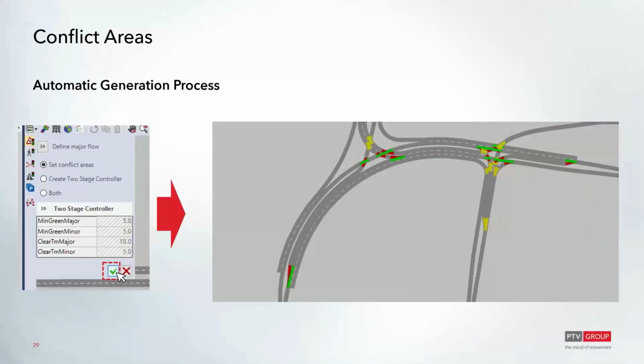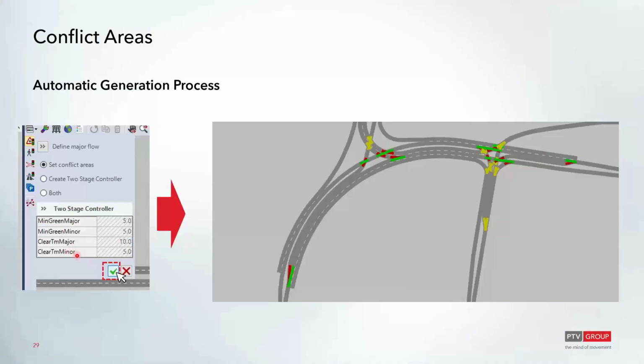And then once you have that major flow defined, you'll see here the two-stage controller in conflict area window. Once you have that set, there'll be a green check mark you can select down here at the bottom. And then once you check that, you'll see here that those conflict areas have been all set and are predefined here in all of these cases. And so you can then at least easily check these, and you can change anything if you do need to make any further fine-tuning or adjustments.